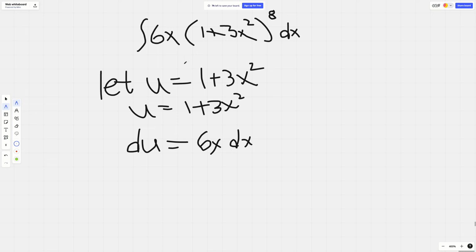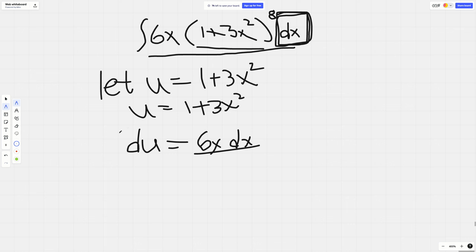We want to rewrite this huge, complicated function that is originally in terms of x into terms of u, where we can solve it in terms of u and plug back in terms of x for our final answer. Right now, we can change this 1 + 3x² to a u, but we can't do anything yet with this 6x, or rather with this dx. We have to put dx in terms of du. And looking here, we see that du is equal to 6x dx.